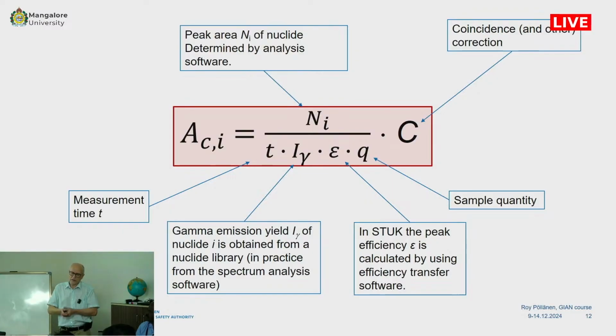And then there are some corrections that must be taken into account. One thing is this coincidence correction that I explained. Also, decay correction must be taken into account. So when we report activity, we also have to report the so-called reference time. Because nuclides are decaying, we have to determine the time to which this activity is calculated. So basically, this is a very simple equation. Let's have an example.